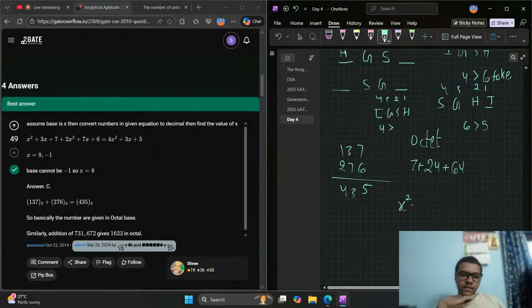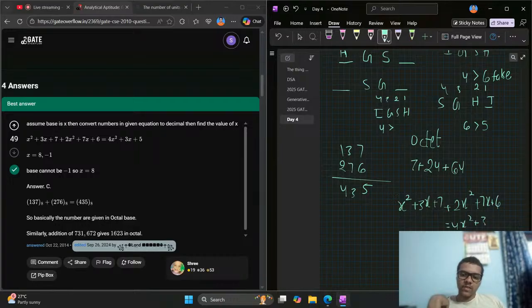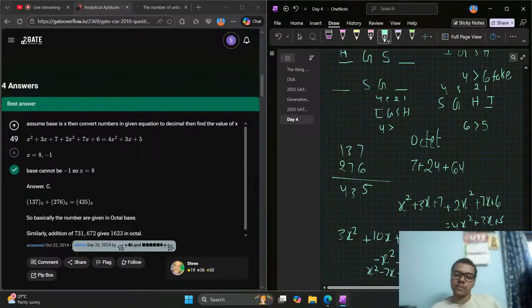Something expanding: x square plus 3x plus 7 plus 2x square plus 7x plus 6 equal to 4x square plus 3x plus 5. That is nice. 3x square plus 10x plus 13 is equal to 4x square plus 3x plus 5. So let's get this over there. Minus x square plus 7x plus 8 is equal to 0. X square minus 7x minus 8 is equal to 0.